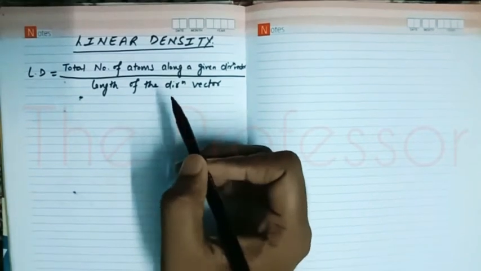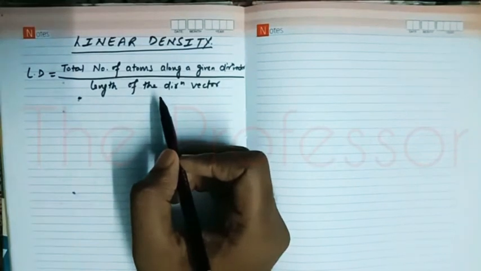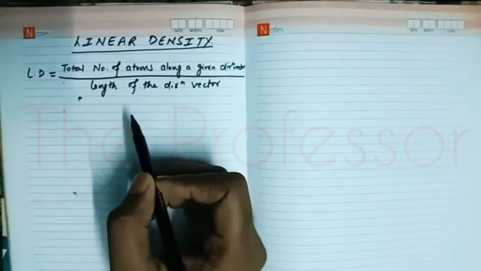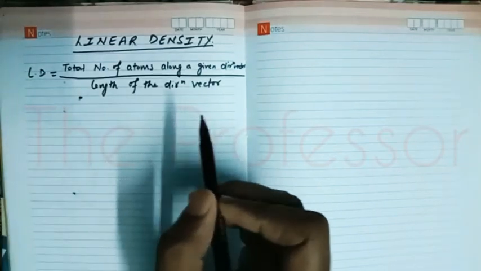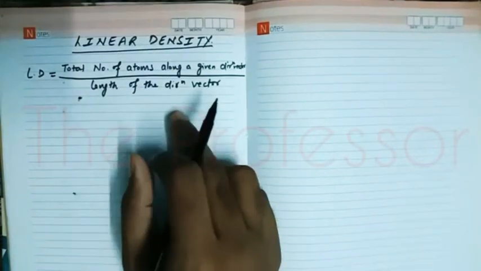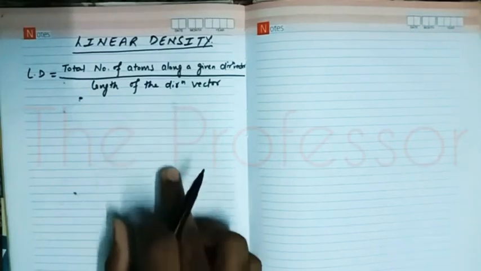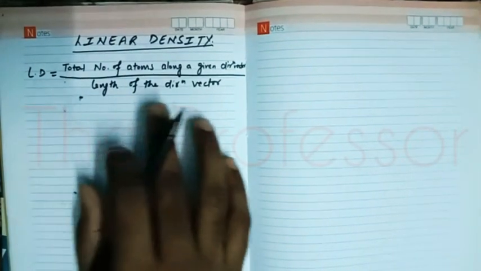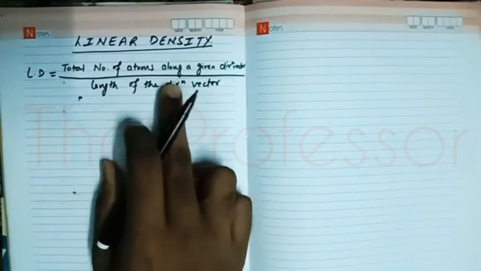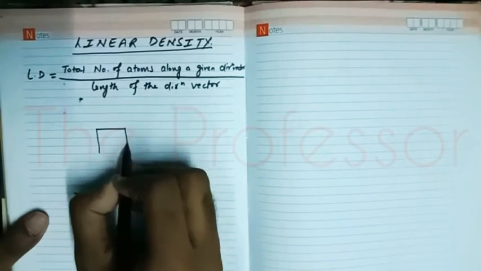Now, one thing is very interesting here: the total number of atoms along any given direction vector is calculated by calculating the number of diameters along that direction vector. Earlier, while we were calculating the number of collective atoms in a given unit cell, we used to calculate the number of atoms by counting the volume of atom which was present inside the unit cell, right? For example, let us draw a unit cell.